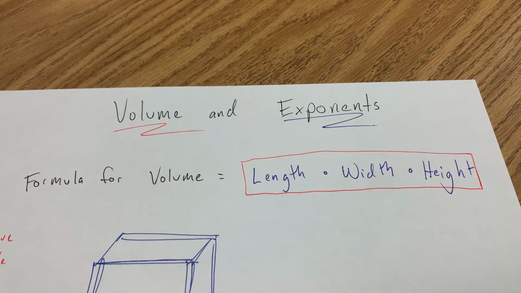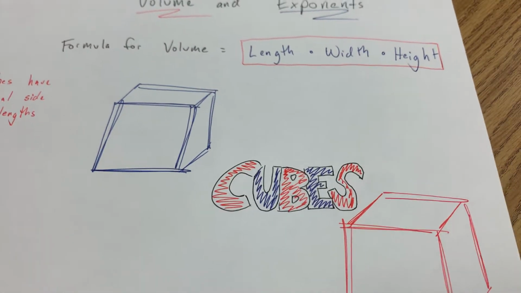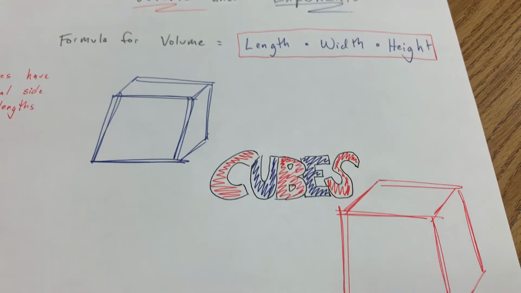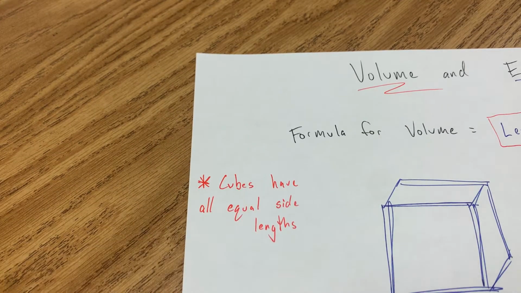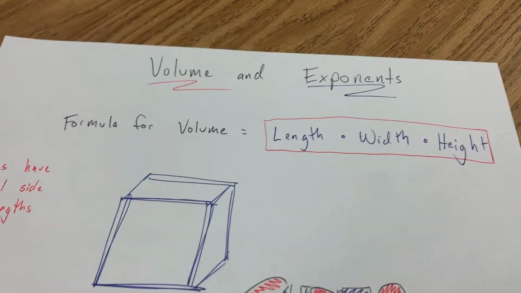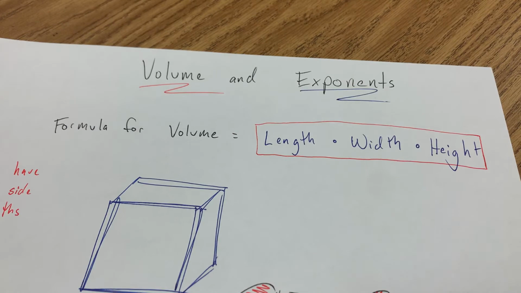But the reason that's going to work with exponents is because of a shape that I've drawn here, and those are cubes. Now, there's something special about cubes that we need to remember, and I have a little asterisk for that over here. It's that cubes have all equal side lengths. So if every side is equal to the same thing, well, then our length, our width, and our height are all going to be the same number. And that's where the exponents come in.